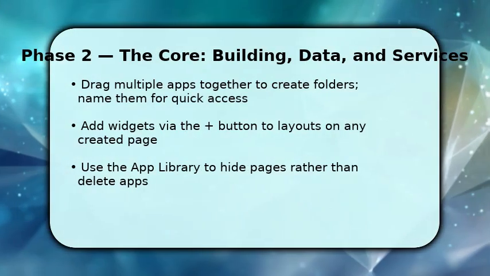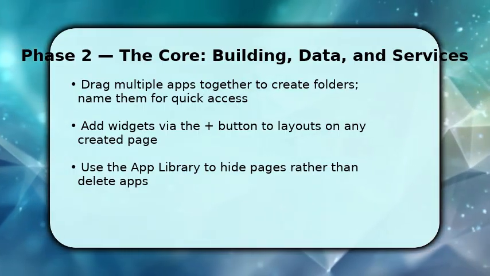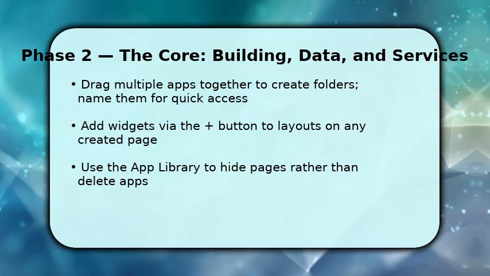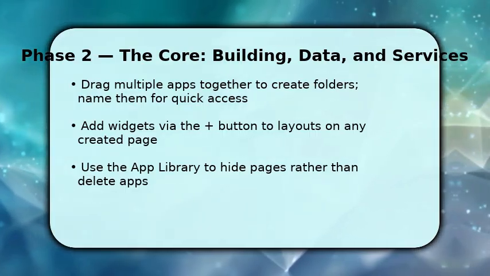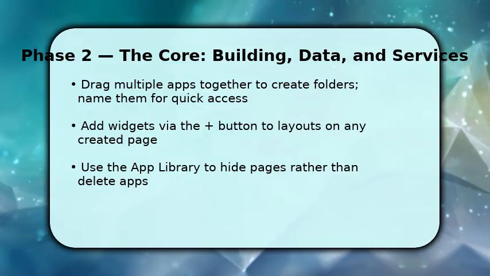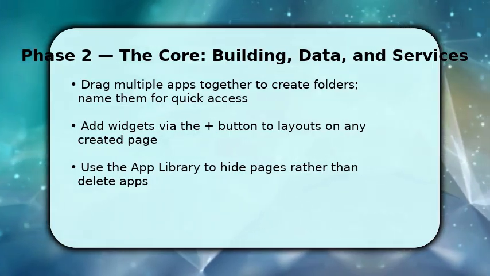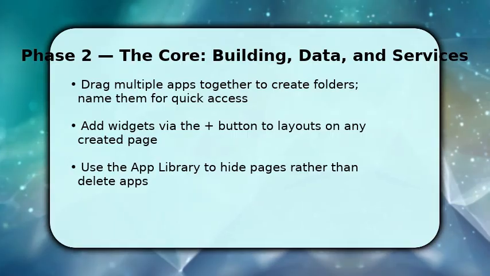Now organize the new page by grouping apps and adding widgets so each screen serves a purpose. Drag one app onto another to make a folder, name it clearly, and drop related apps inside. This reduces clutter and speeds access. Then tap the plus icon to add widgets. Choose sizes that match the page layout and balance information versus space.